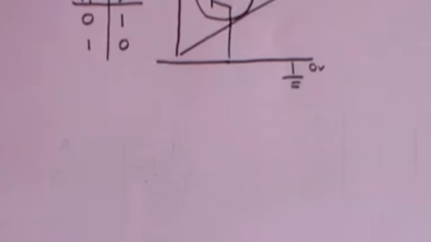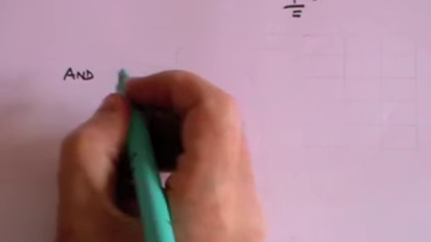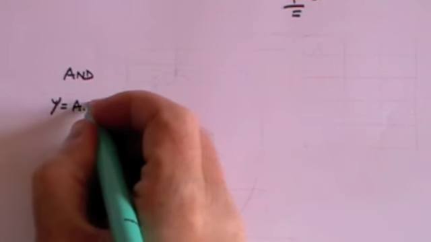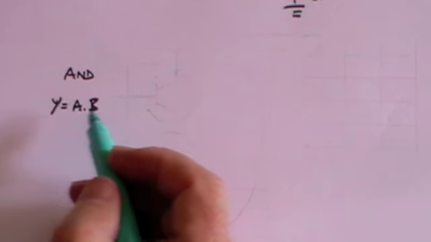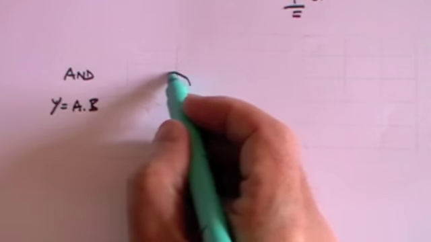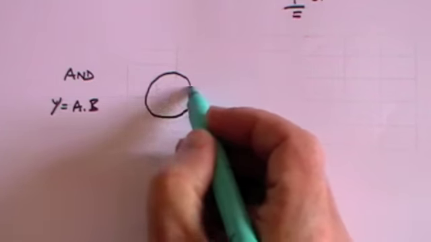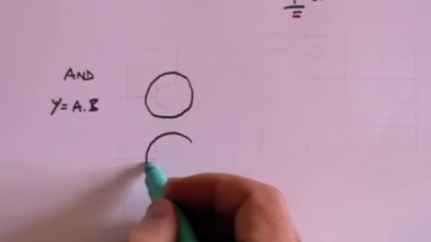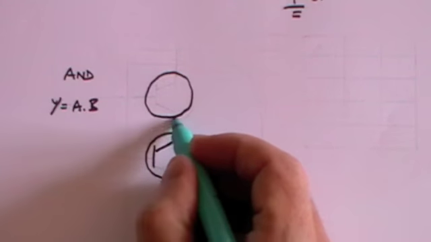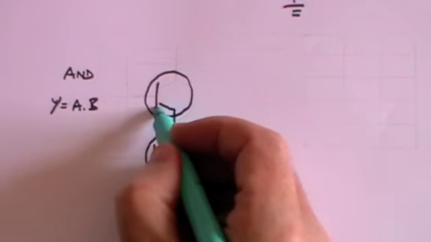Now let's move on and design an AND gate. So this is an AND gate, and that is usually written as Y is A dot B. That's the standard way of defining that the output is A and B together. And once again we have our transistors. This time we're going to have 2 transistors, and they are connected together.